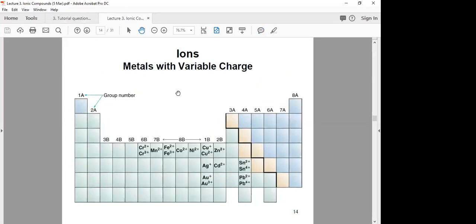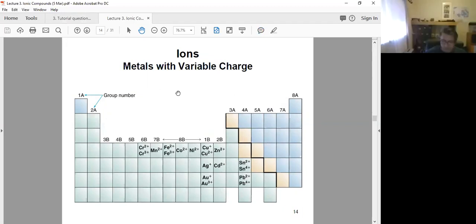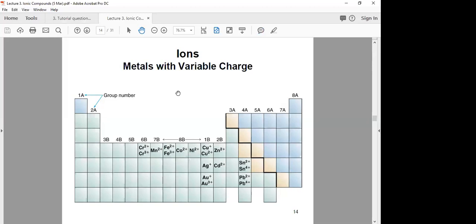All right, now we come to the tricky ones. Well, not so much tricky, but we can't apply the same rules to these ones as we just did to the main group elements. As you can see here, these are metals that form different charges. We'll call them metals with a variable charge. And I want you to remember this slide, slide 14. We'll refer back to this later on, but also you'll need to refer to this particular slide to answer some of your tutorial questions. Okay, so let's look at some examples.